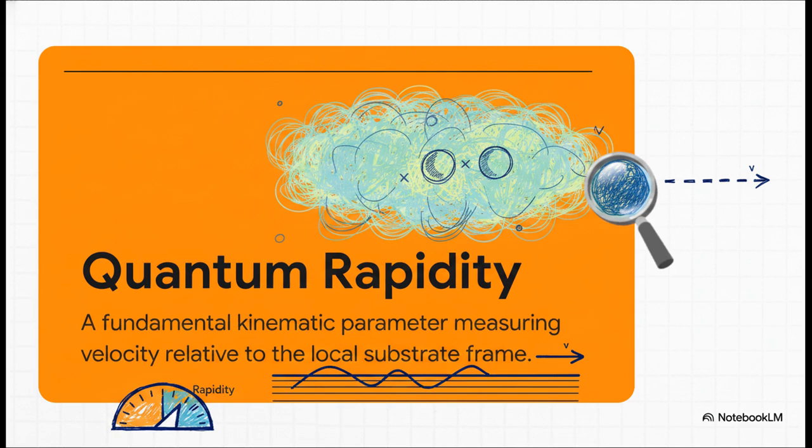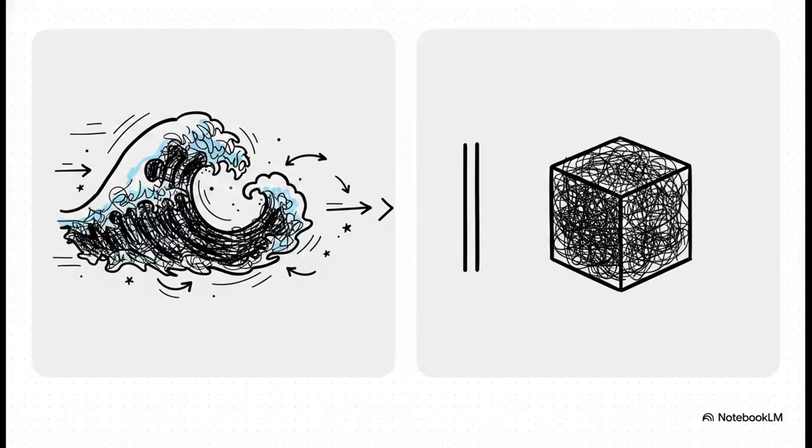Instead of a mysterious wave function collapse, it introduces something called quantum rapidity. This is a fundamental kinematic parameter. Basically, a measure of how fast an entity is moving relative to the background substrate. And crucially, this specific physical property dictates whether that entity acts as a wave or a localized particle. And this concept completely physicalizes wave-particle duality.